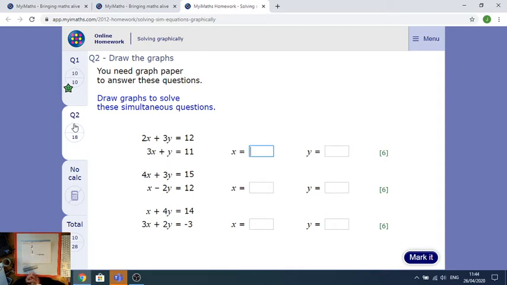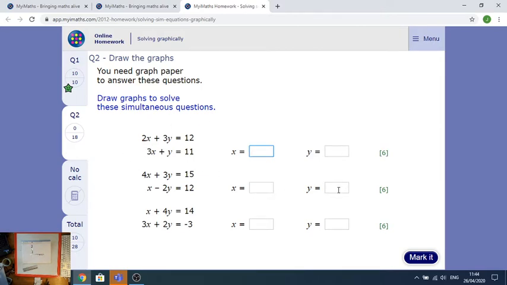Okay, so we're looking at question 2 of the solving graphically exercise from my iMaths, all about solving simultaneous equations using not algebra but using graphs. So these come in pairs. So the first question, we've got to find an x and a y that works in both of these equations.